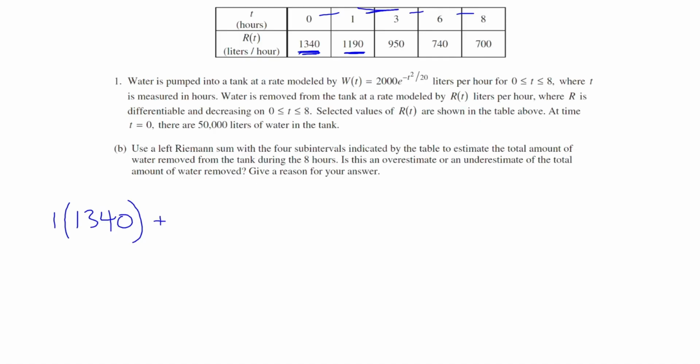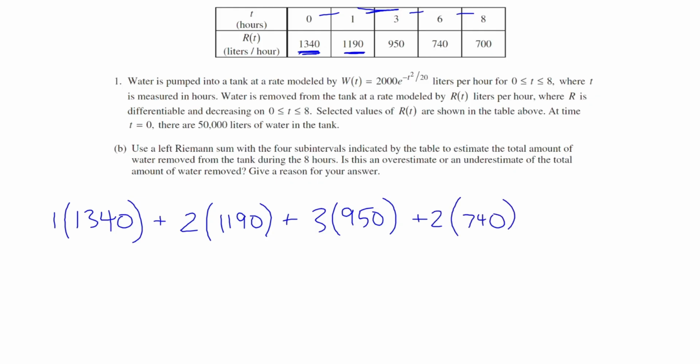And then plus 3 minus 1 is just 2, and the left endpoint of that interval is 1190. Then from 3 to 6 is 3 hours, and the left endpoint of that interval is 950. And then from 6 to 8 is 2 hours, and the left endpoint of that interval is 740. We can punch it all into our calculator, and you're going to end up getting 8,050 liters.